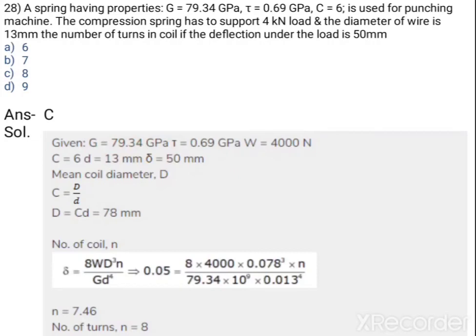We have taken all the values in mm, and into d raised to 4, small d is nothing but 13 mm. So 13 raised to 4, you will get the value as 7.46. If you are getting 7.46, that is nothing but the number of turns, that is nothing but 8. So C option is right, because we are getting more value than 7. So we will pick the correct option, which is 8.